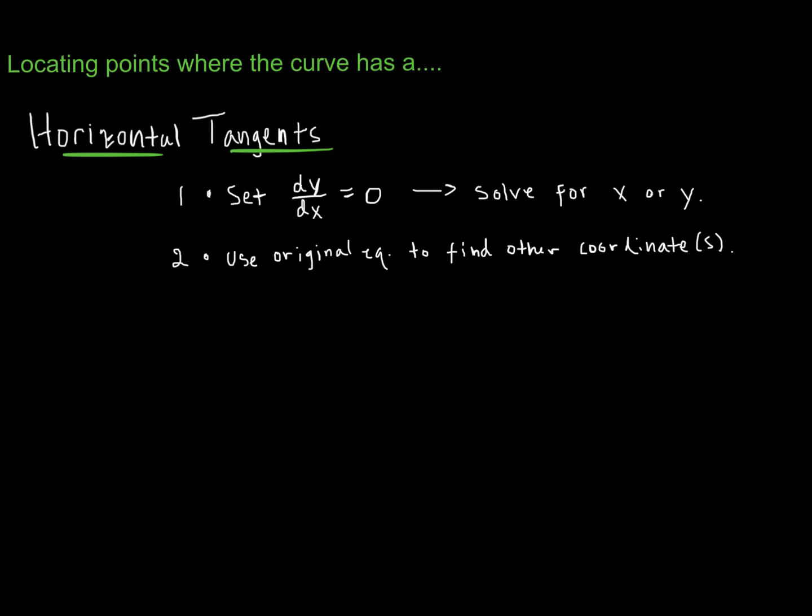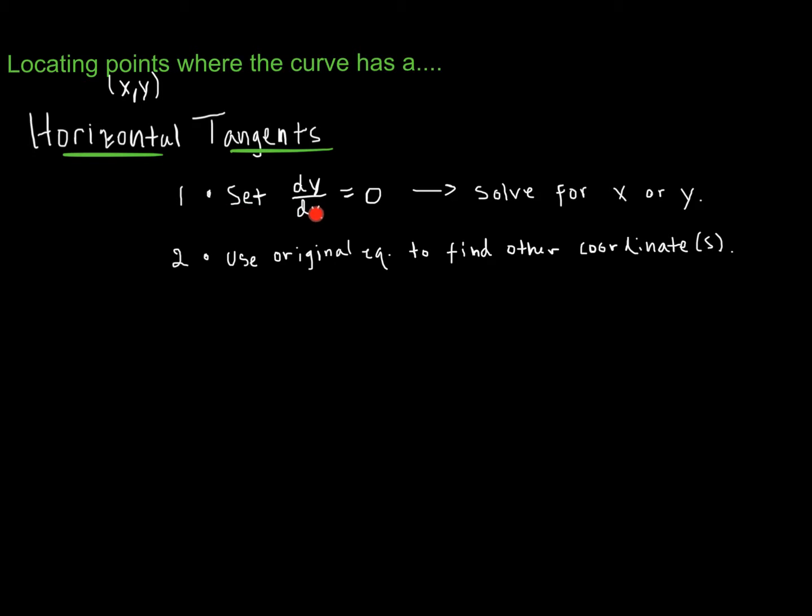All right, so if we are trying to locate points where a curve has a horizontal tangent, then what we're doing is we're taking the derivative, we're setting it equal to 0, and we're solving. Now, notice there are a couple things I want to point out. First, we're locating points. Now, a point has an x and a y coordinate, so I can't forget that.